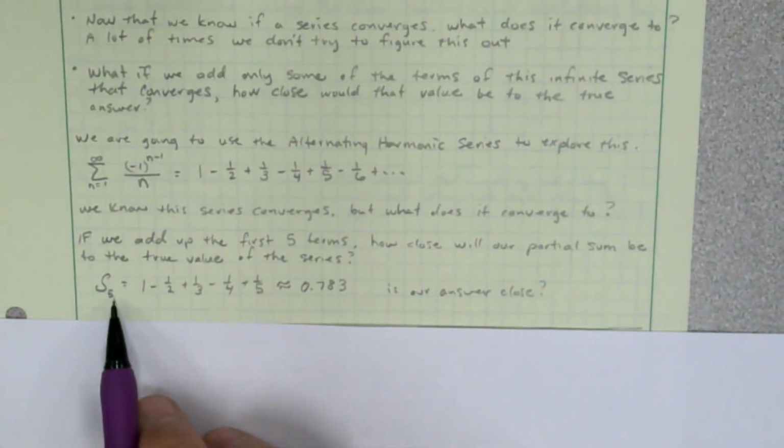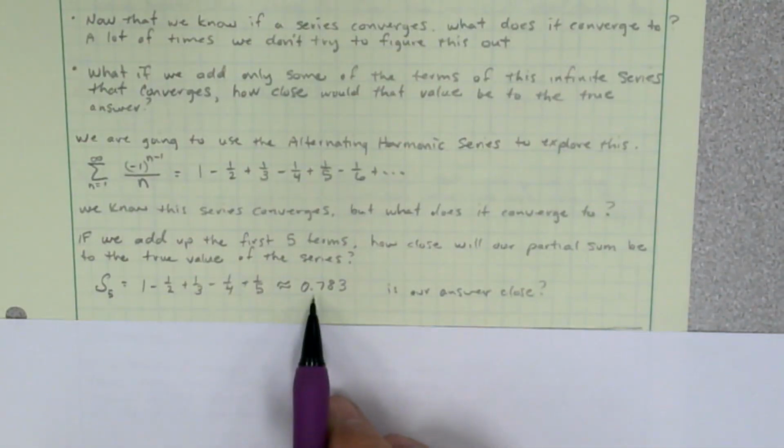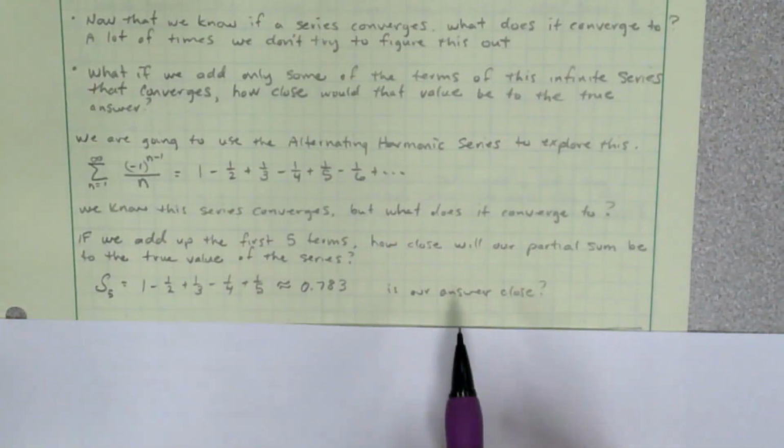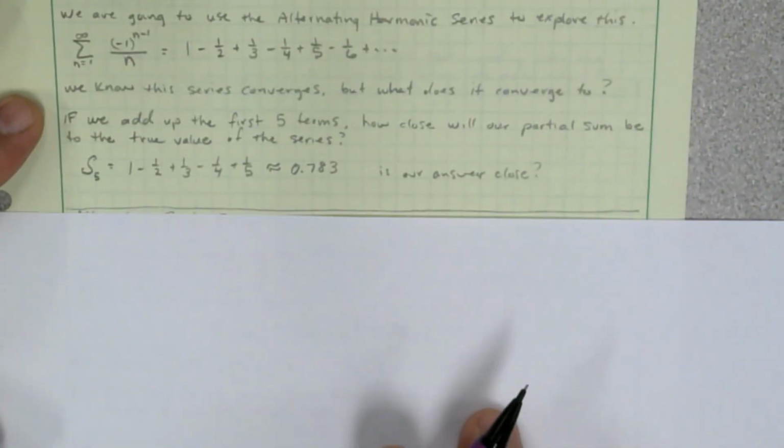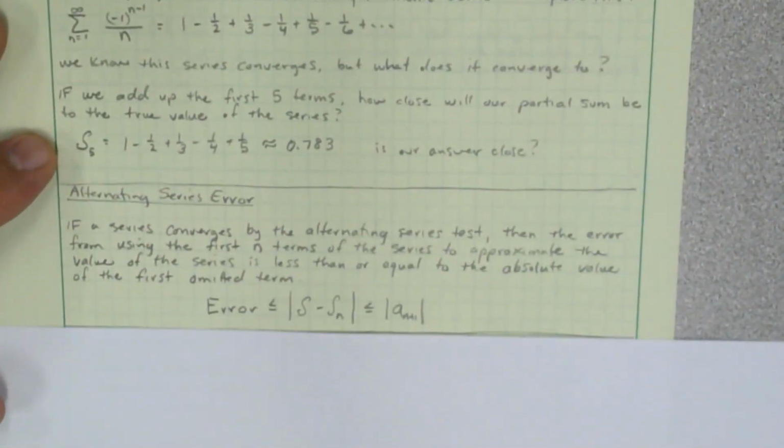Okay, so let's add up the first 5 terms. So S sub 5 is approximately 0.783. And so is this answer close? Now, what is the actual answer? Can we figure it out? Okay, and so let's take a look.